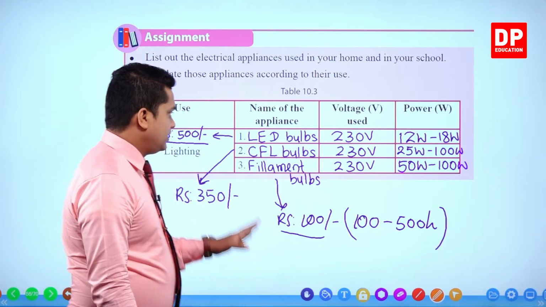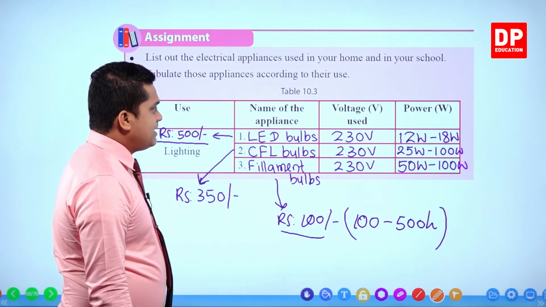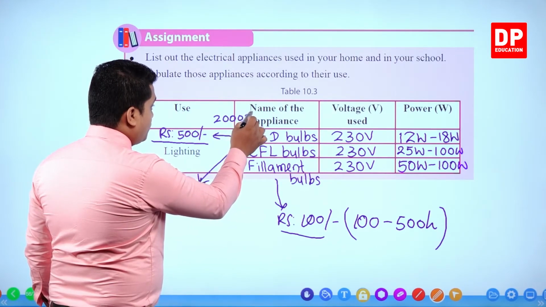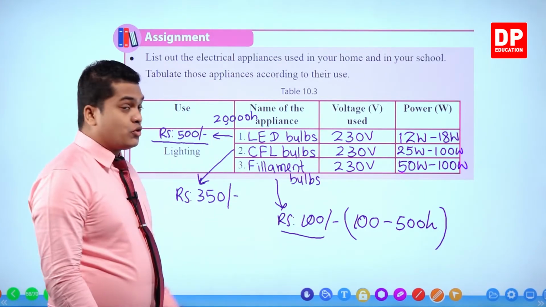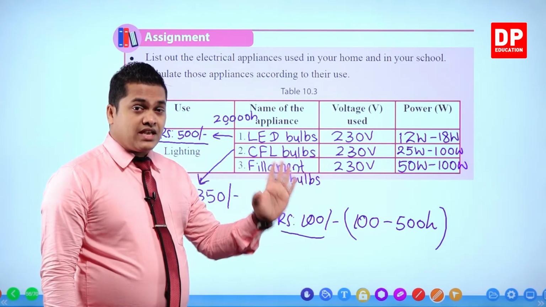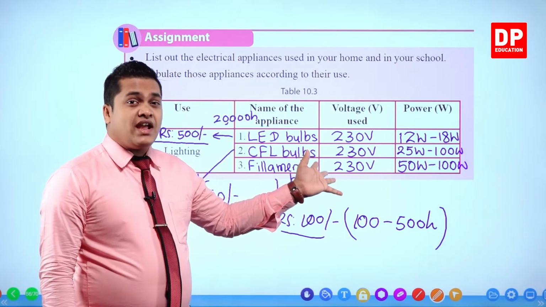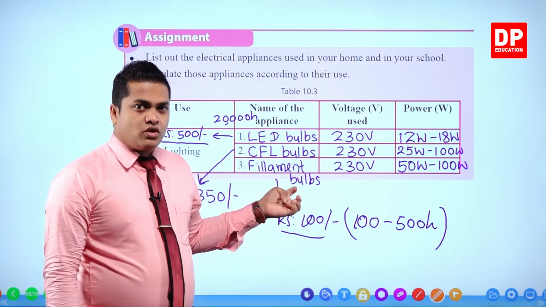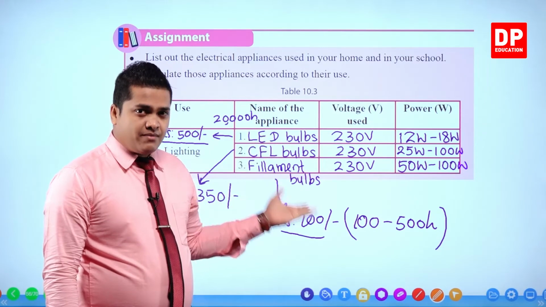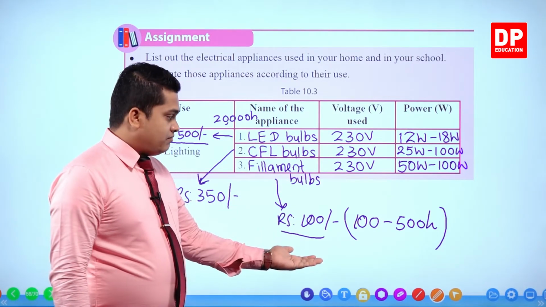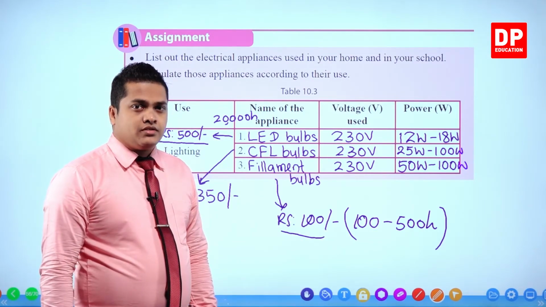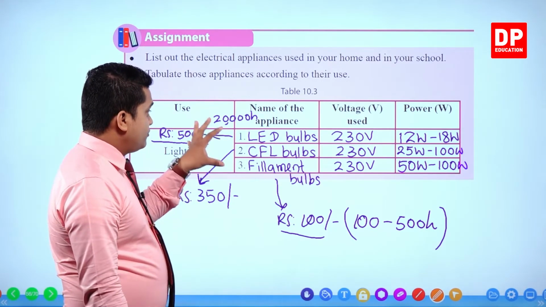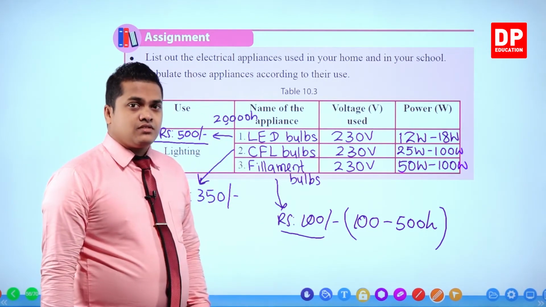But an LED bulb can be used for 2000 hours to 20,000 hours. Actually, it can be used even more than that. And we can even repair it. By paying a small price, we can repair it if there is a fault. But in these, can you repair? No, you can't. You have to replace it. And an LED can be used up to like 20,000 hours.